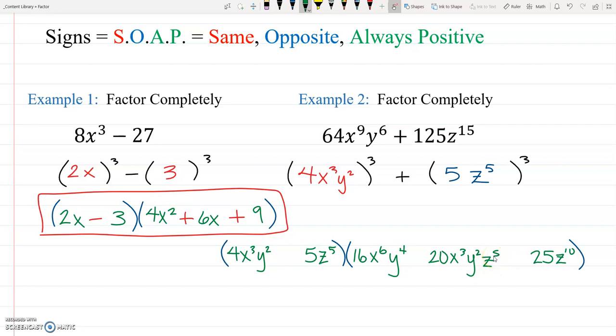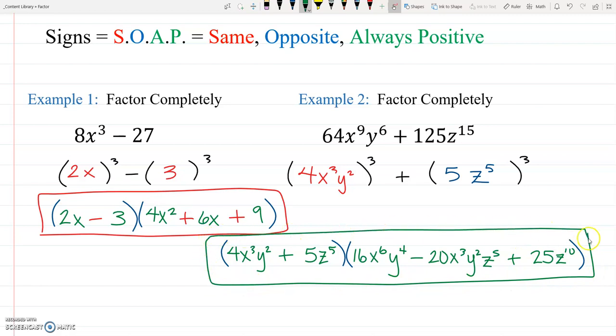All right, last part, I'm going to do my signs. Okay, SOAP, same, opposite, always positive. So first sign, same as the problem. In this case, it's plus. Second sign, opposite of the problem, so that's minus. Third sign, always positive. And that big old beautiful thing is how you factor that example 2. It looks a lot more complicated than what it actually is.